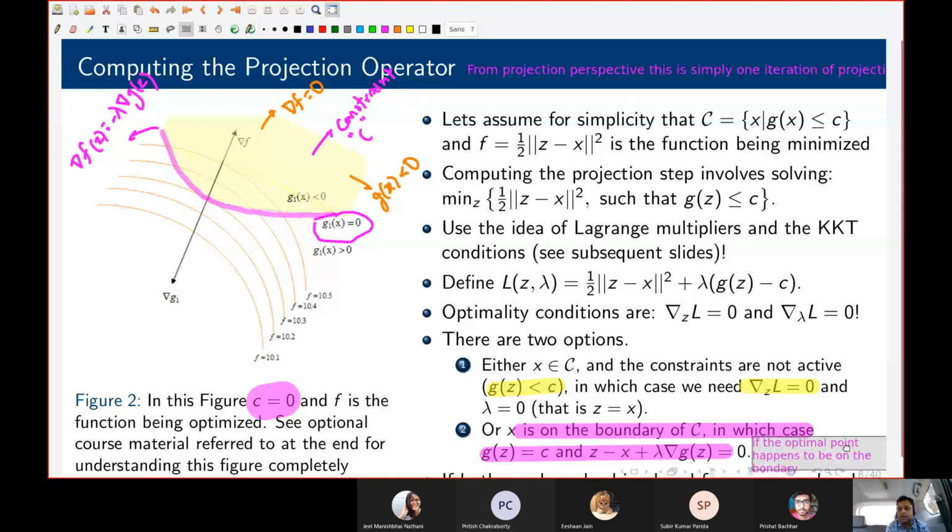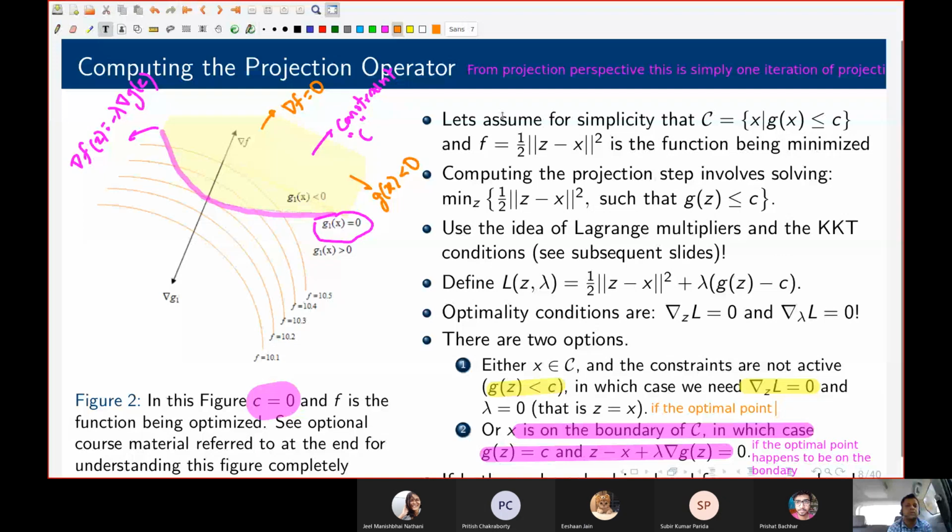Okay, so I'm just going to write this in a different color. If the optimal point is not on the boundary, we have the routine condition, the regular condition, routine in the sense of regular. Basically it's like unconstrained optimization, right? Is that clear?